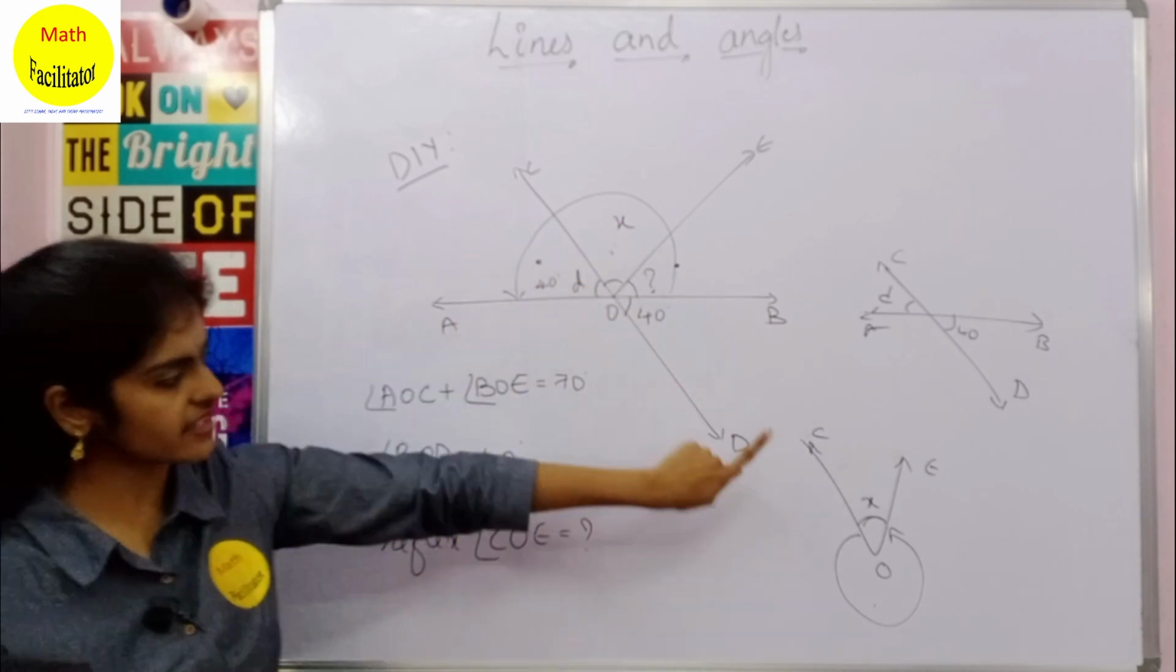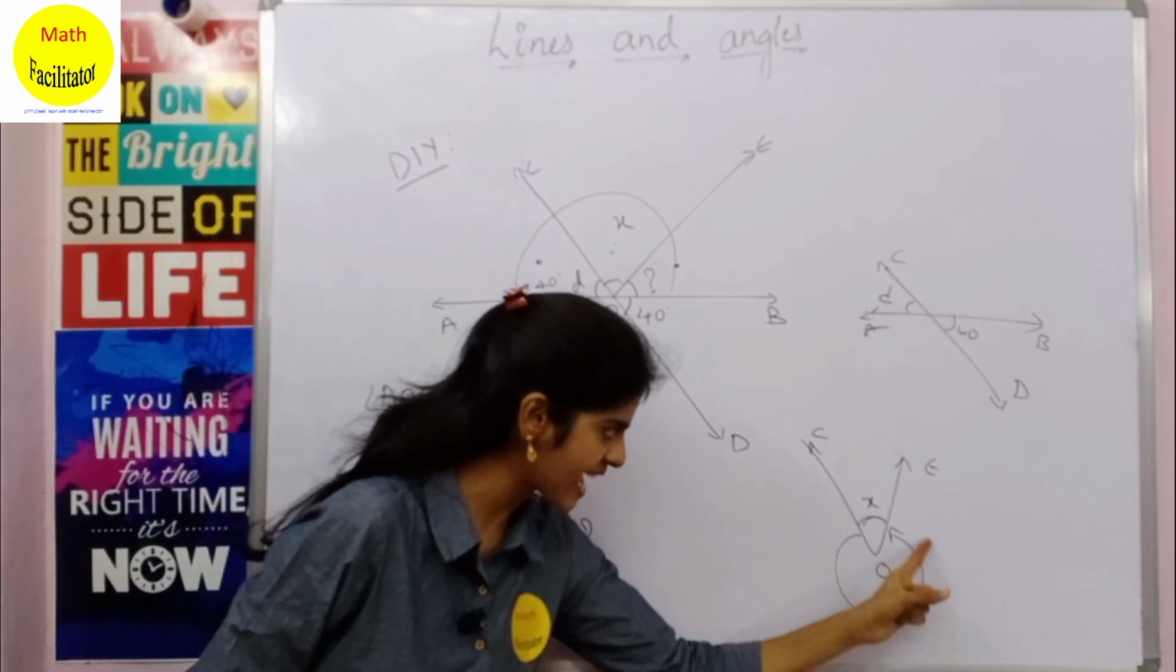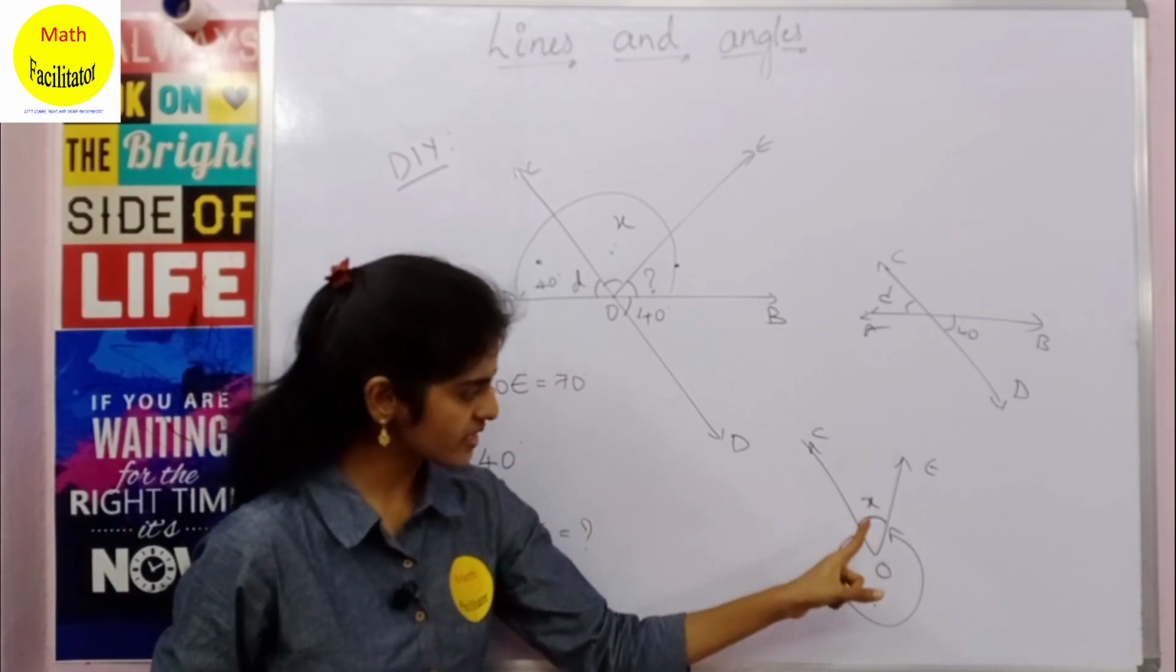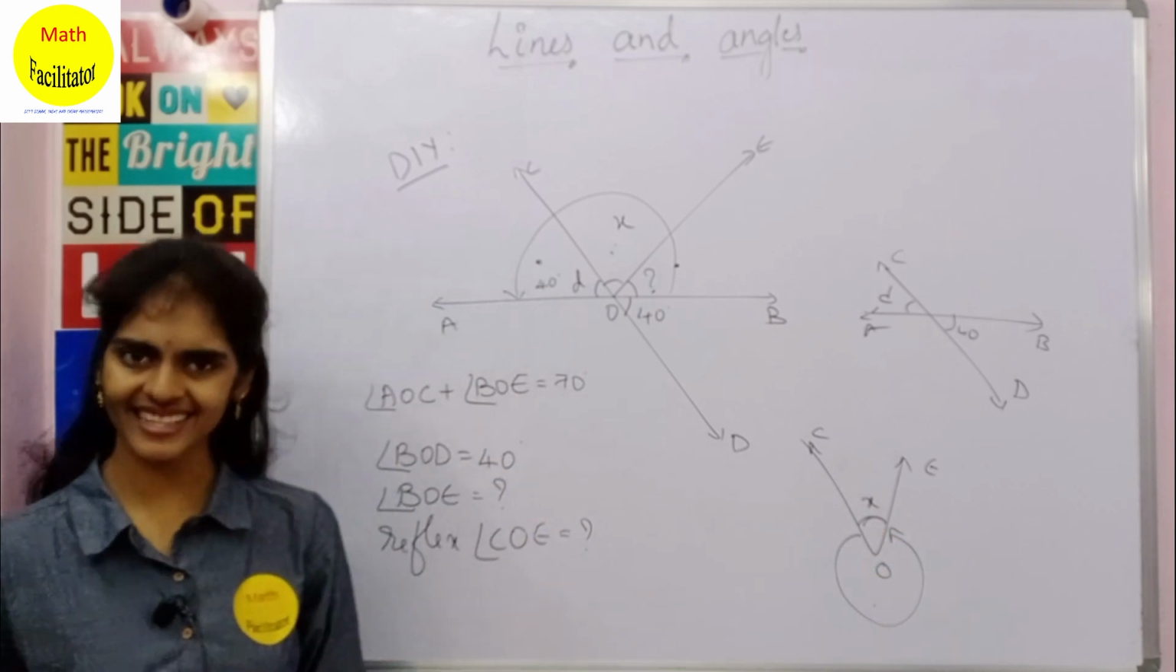Once you get the value of X, you want the reflex of COE. That means you want this angle, not this one. So you will subtract this angle from 360, and you will get the reflex of COE. Clear? So do it yourself.